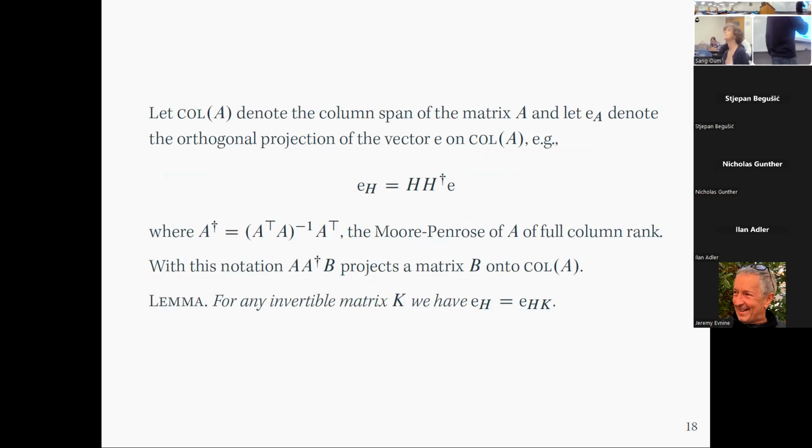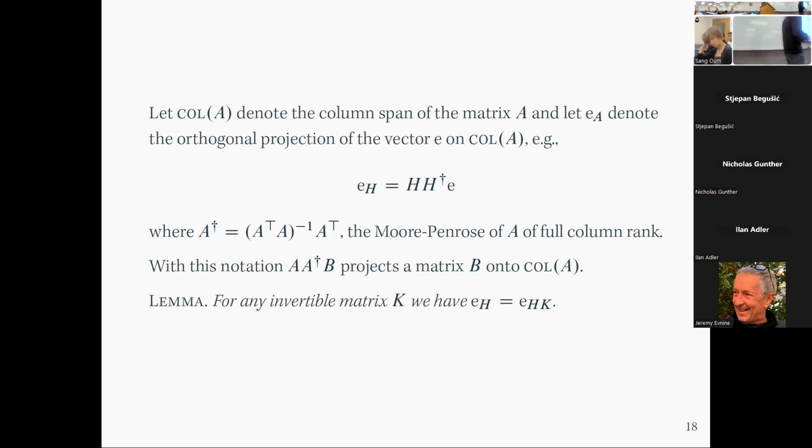So EH is H times H dagger, where H dagger is the Moore-Penrose inverse. And that's a projection operator. That's just a linear regression. Depends on who we talk to. Projection, least squares, whatever you want to call it, right? So we're taking a vector and we're getting the closest element of it in the span of the columns of H. We can do that not just to vectors, we can do that to a matrix B.